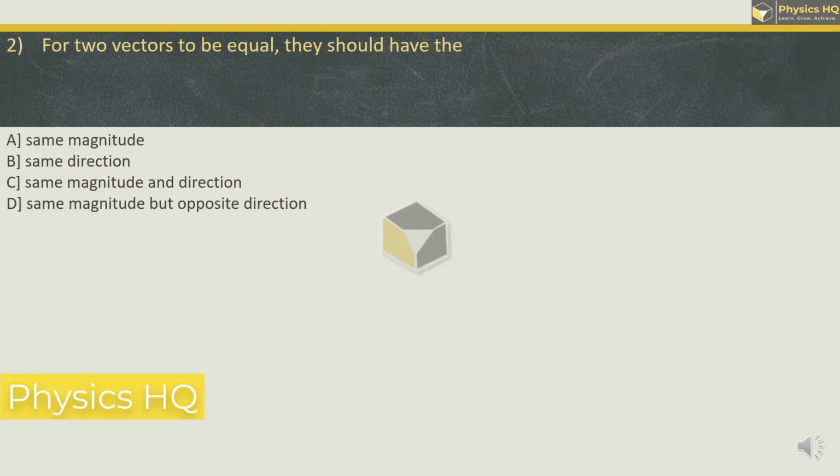For two vectors to be equal, they should have: same magnitude, same direction, same magnitude and direction, or same magnitude but opposite direction. So let me tell you, for two vectors to be equal, they should have same magnitude as well as same direction. So the correct option is option C.